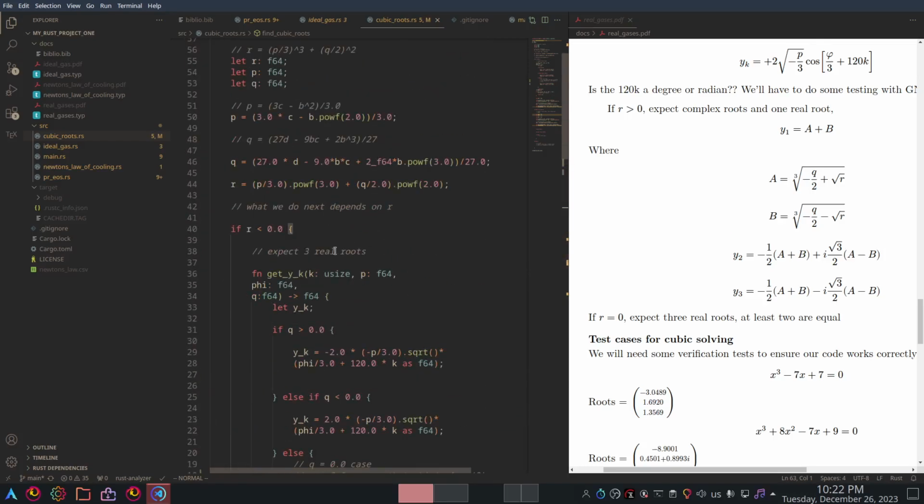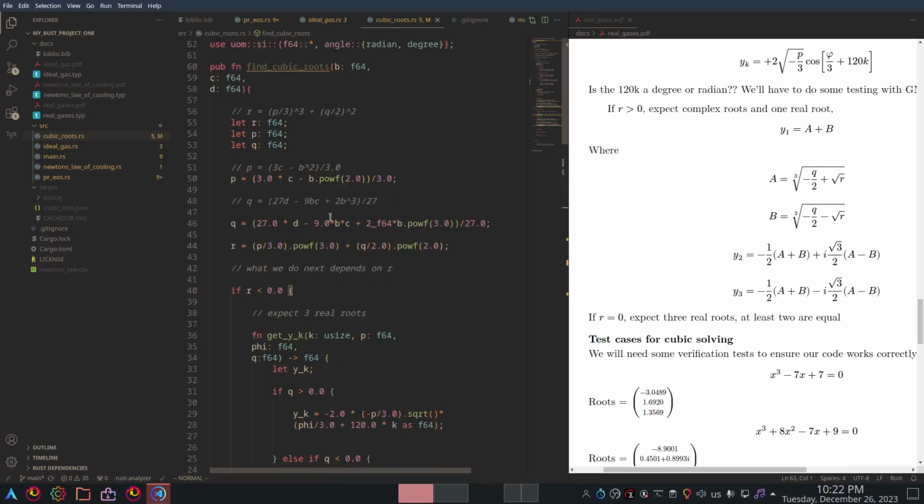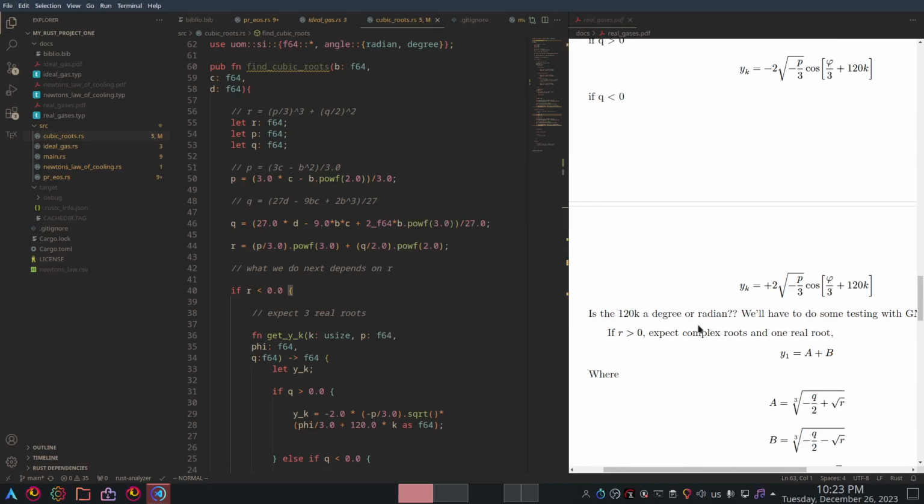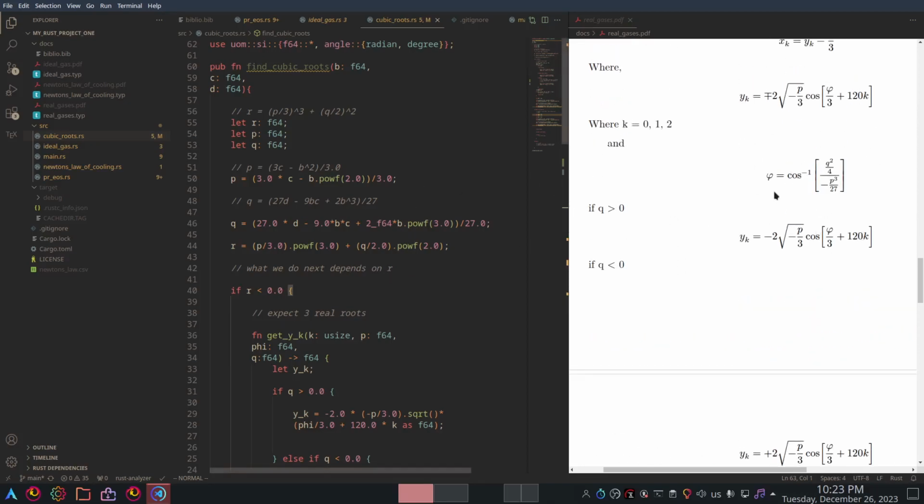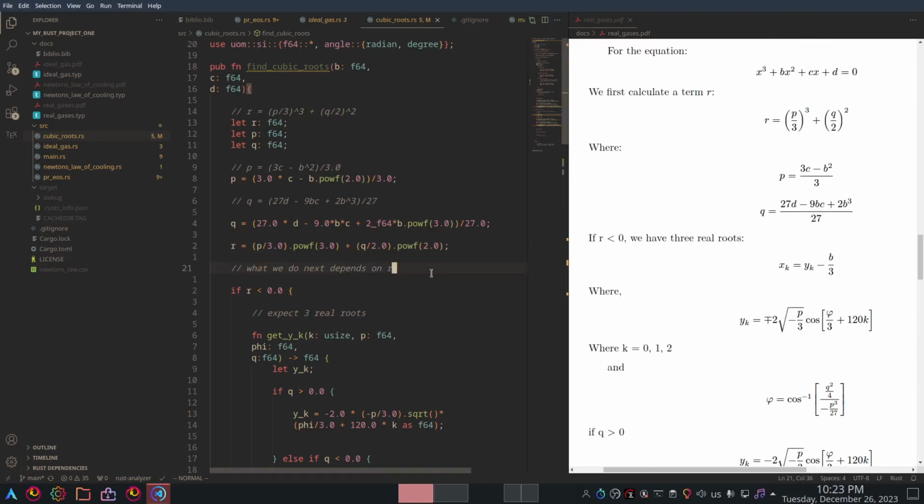Yes, actually, I think I missed something. Okay, find cubic roots. Right, I have not even done my r less than 0 case yet, if you noticed. So pardon, it's a bit of a mistake on my part. Let me finish this up before moving on to new things. Right, let's do that.